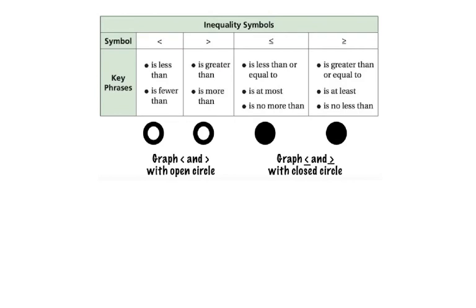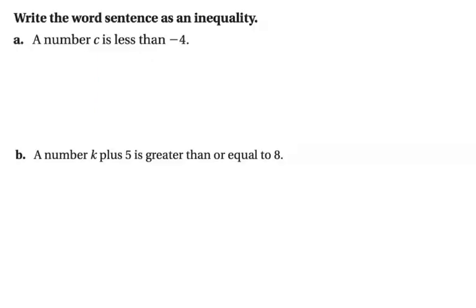The other thing to know is that when you graph these on a number line, if the symbol does not have a line under it, that means it's not equal to the number it's talking about, and it'll have an open circle. Whereas if it does have a line under the symbol, that means it could be equal to the number the variable is being compared to, and it would have a closed circle. We'll look at those examples later. But remember, you can come back to this table for reference in order to remember how to graph. Okay, so let's first talk about writing word sentences as inequalities.